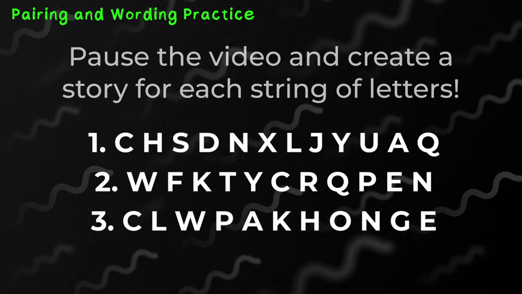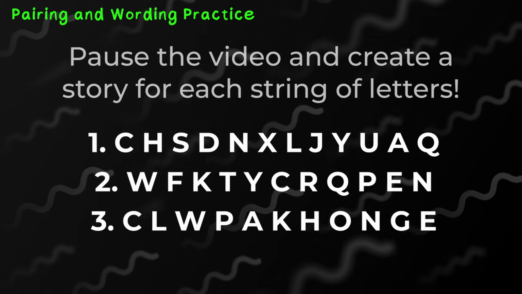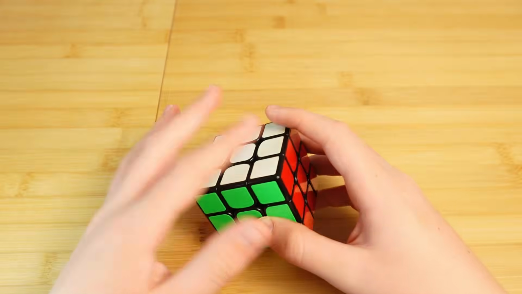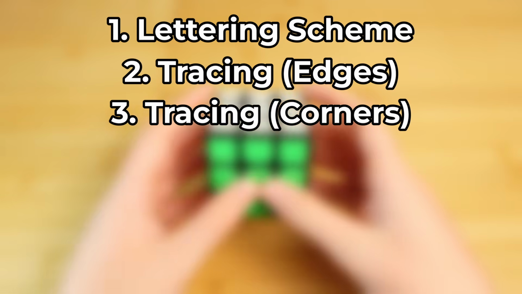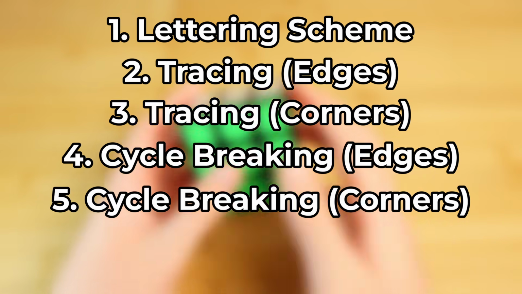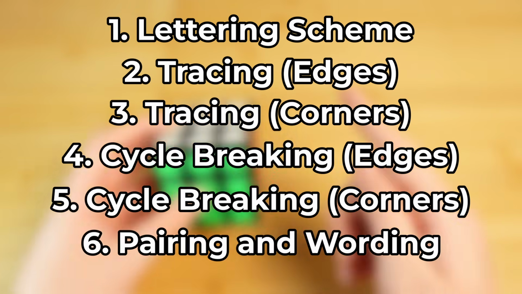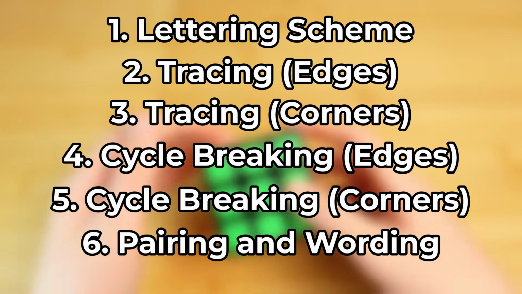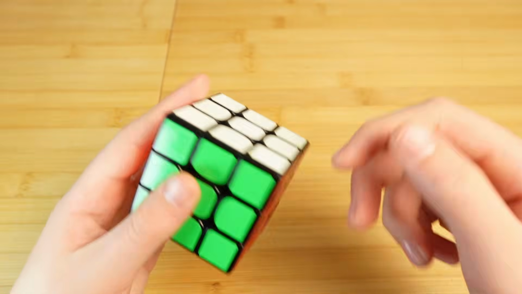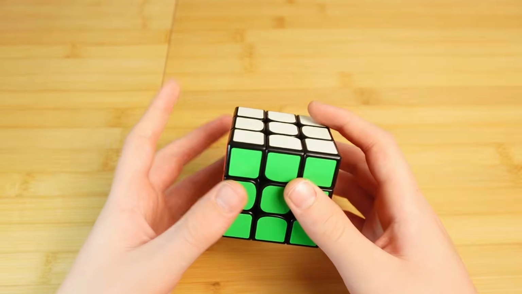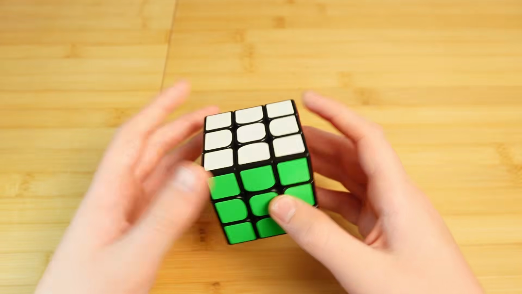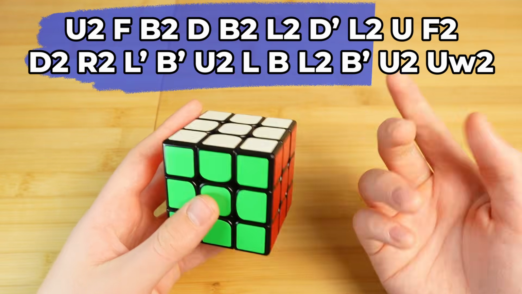Alright, now that we know the lettering scheme, how to trace through both edges and corners, how to cycle break in both edges and corners, and how to turn that string of letters into a more memorable story, I'm going to do an example combining it all together, and then you can have a crack at some practice of everything you've learned so far. So this is the scramble for the example. Go ahead and do it to your cube.